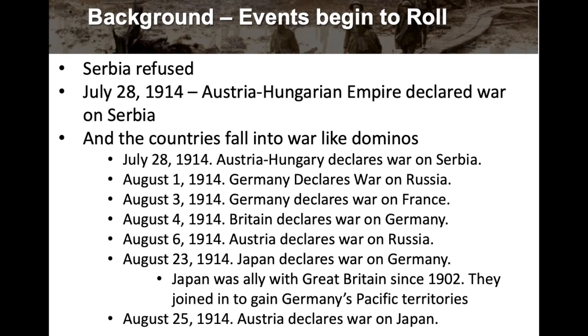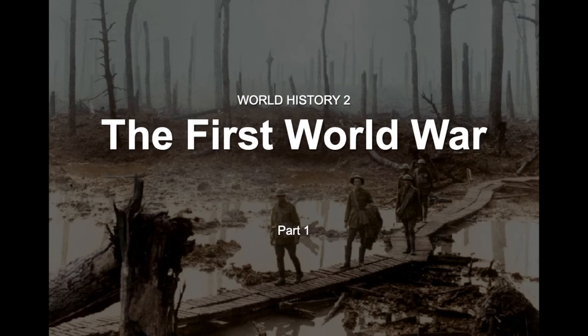So Japan declares war on Germany. And then August 25th, Austria declares war on Japan. So you have Japan going to war against Germany, and Austria coming to the aid of Germany by declaring war on Japan. And that's going to be it for part one of the First World War. Again, very complicated, but if you follow the storyline of what takes place, you see how these alliances have come together, how this spark causes all of the countries to then declare war on one another, causing the First World War.